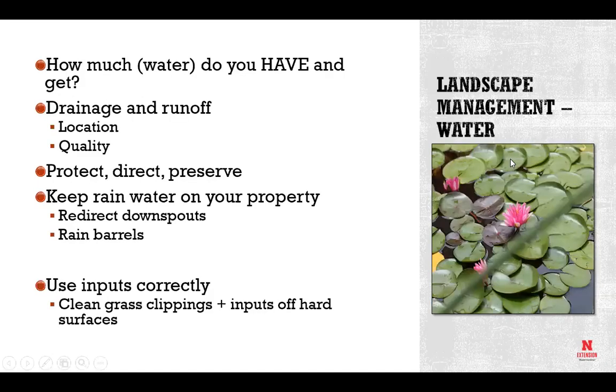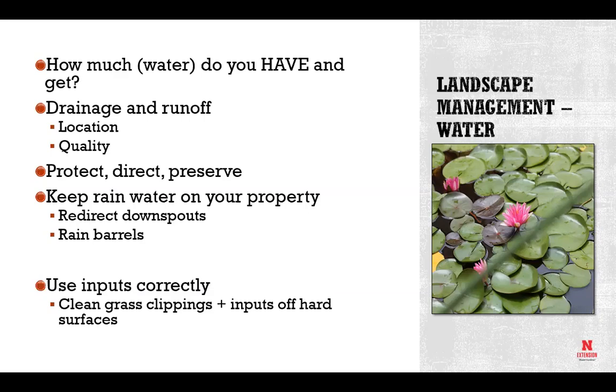Okay, so water's the next one. How much water do you have and how much do you get? So we talk about average rainfall, right? Well, what does that really mean? Because as landscape people, what do we usually want? That perfect slow inch, usually on a Thursday night, so it's dried out by Saturday, so you can work in the garden, right? Perfect. Yeah, no, we don't get that, do we?